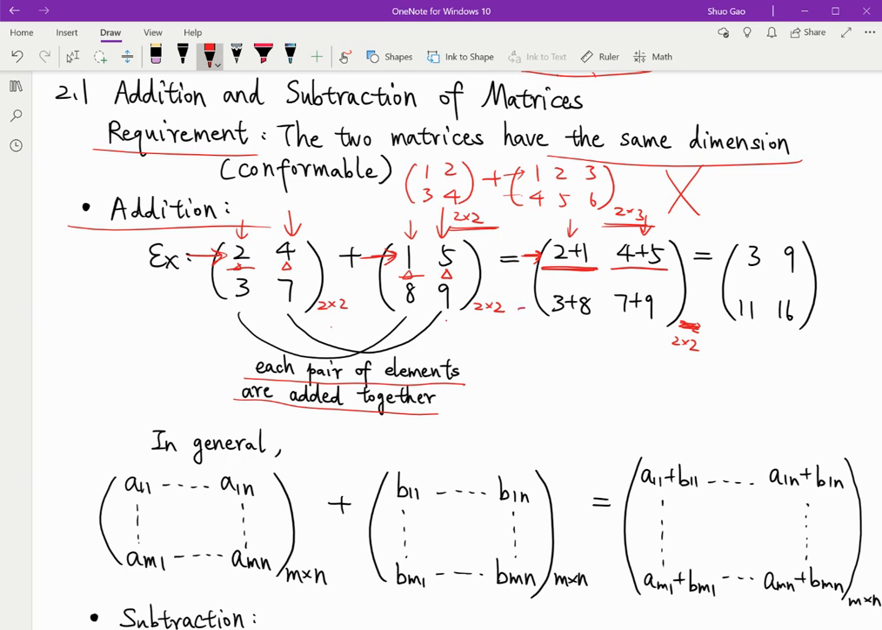And again, for the second row and first column, the result should be 3 plus 8. And for the last one, the second row and the second column, the result should be 7 plus 9. Then we do a simple calculation and find this is 3, this is 9, this is 11, and 16. So this matrix is the addition of the two matrices here, the result of the addition.